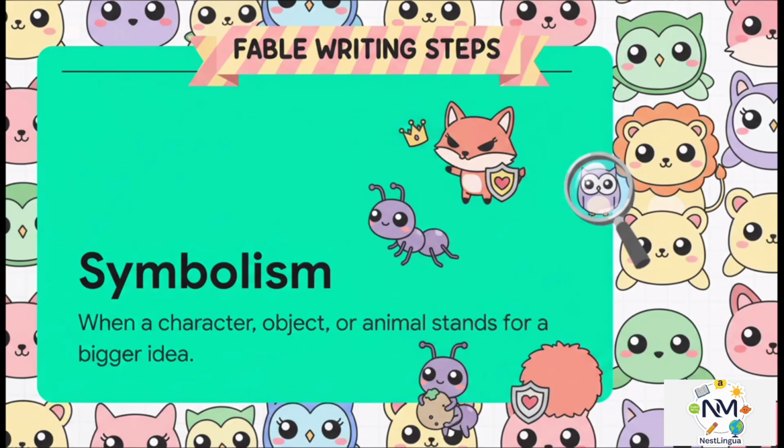Symbolism is kind of like a secret code. When you see a character in a fable, they almost always stand for something bigger. A sly fox isn't just a fox, it represents cleverness. A steady tortoise, that's all about patience and determination. See, you're not just writing about animals, you're writing about ideas.